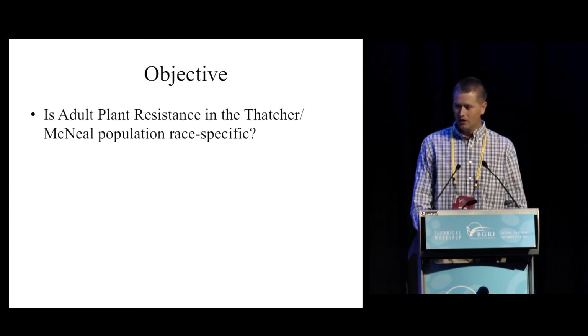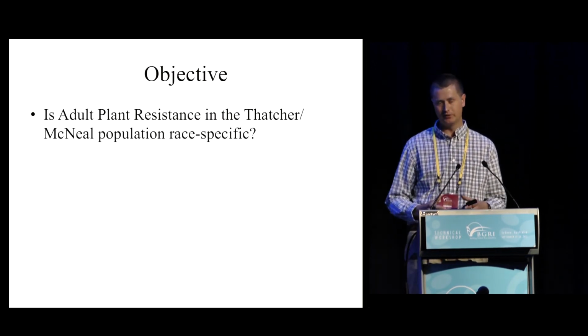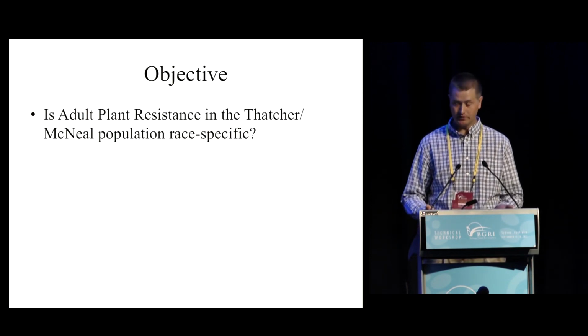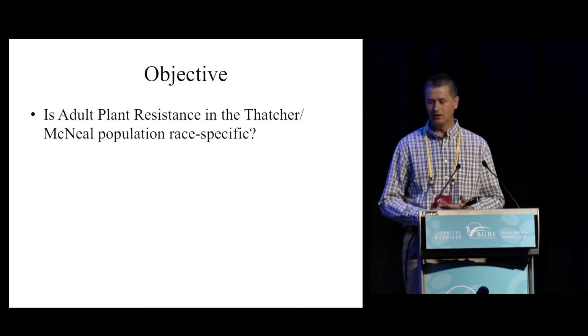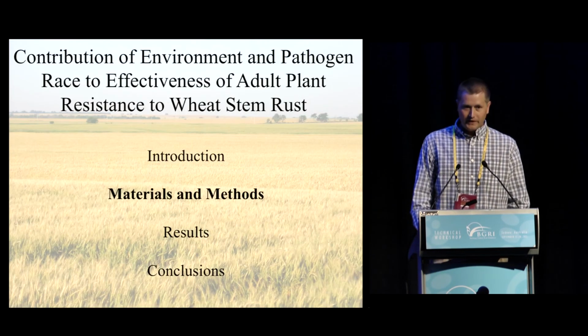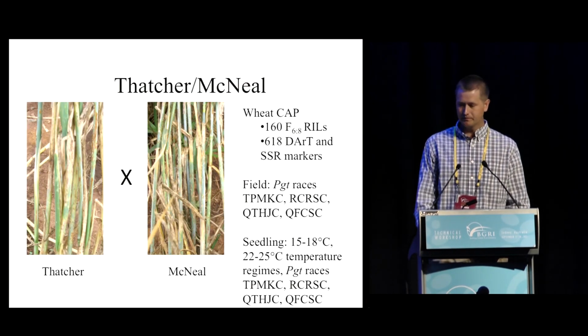And so one of those questions that forms the specific objective for this talk is: is adult plant resistance in the Thatcher-McNeil population race specific? So moving on into the materials and methods, what we did to try and address that objective, we took the same population.